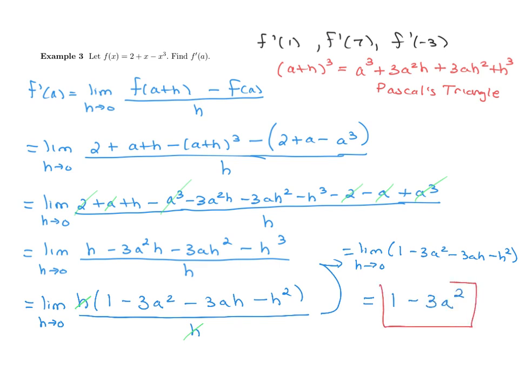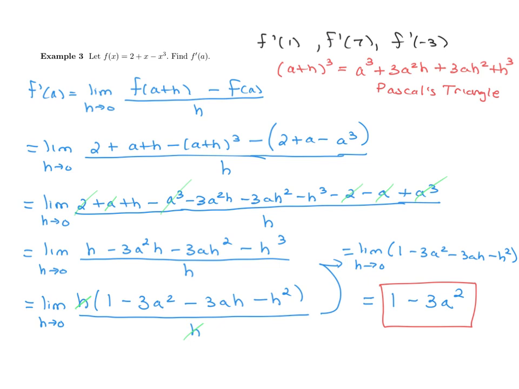This is f prime of a. It's a formula that depends on a. Now that you have a general formula, to find these three things, you can simply put 1, 7, and negative 3 in place of a, and you'll quickly get your answer.